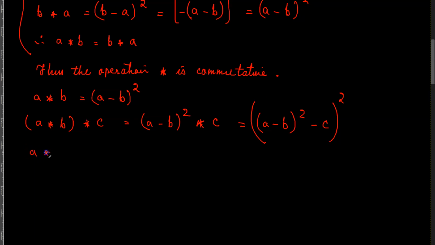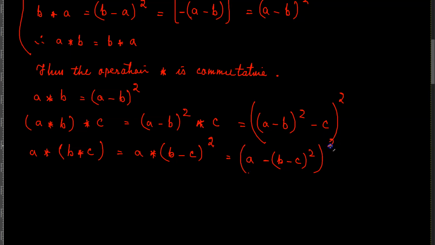Now if I calculate A star B star C, that gives me A star. Now B star C would be B minus C whole squared. Now A star B minus C whole squared is equal to A minus, A minus B minus C whole squared, right?